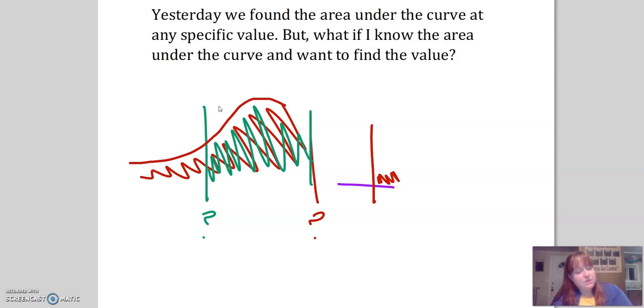It's really sad that you can't see my curve. I don't know why it erased it on yours and not on mine. All right, there you go.